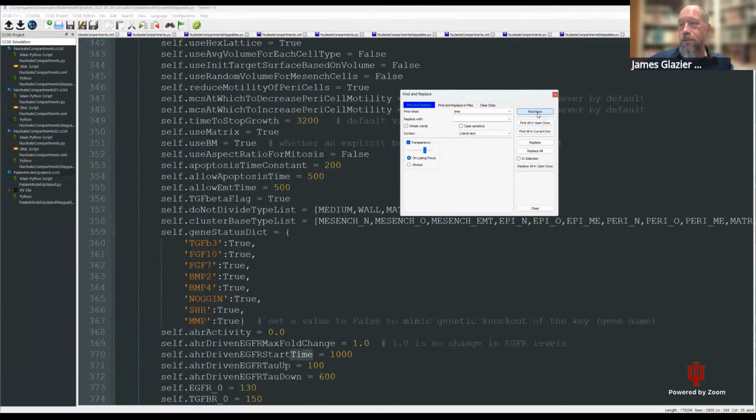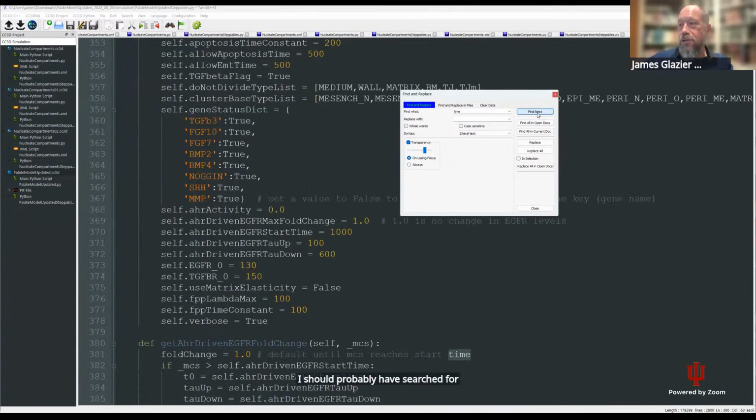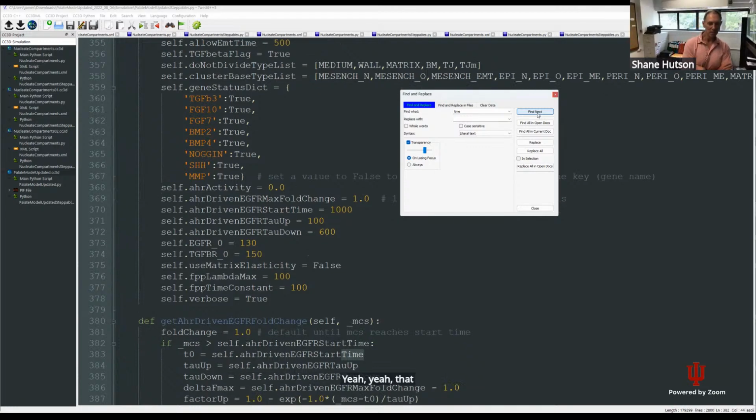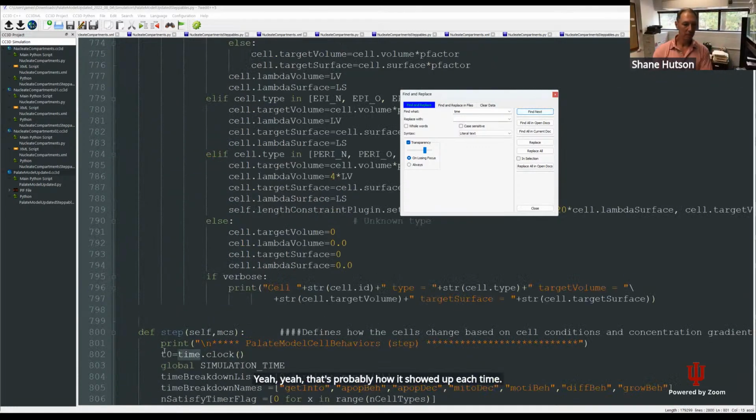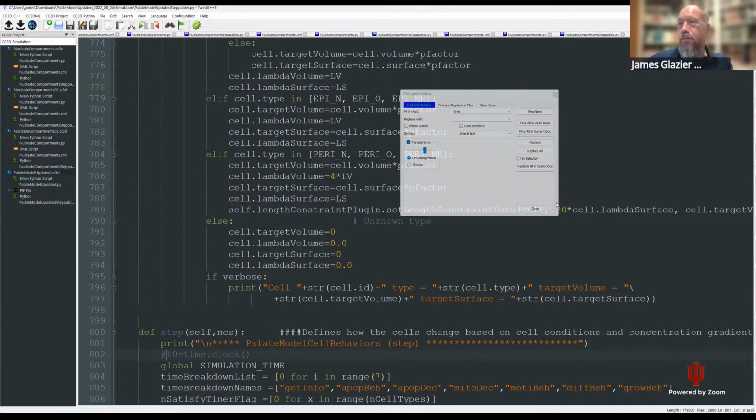I should probably have searched for time dot clock instead of time. That's probably how it showed up each time. Yeah, you were pretty consistent about trying to benchmark your code.